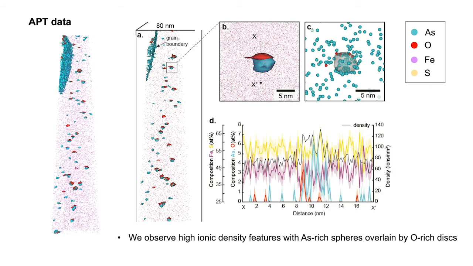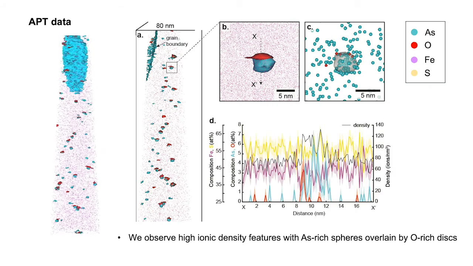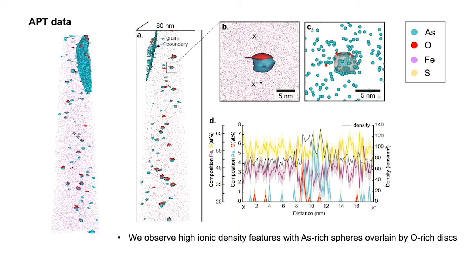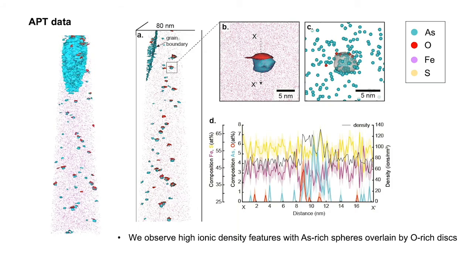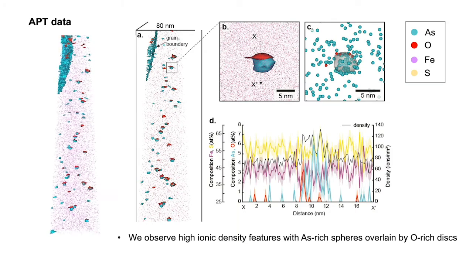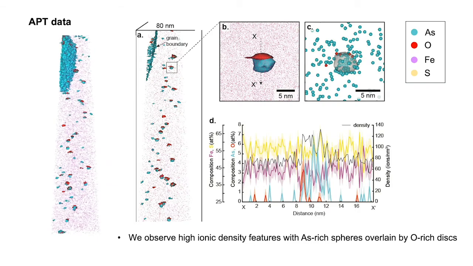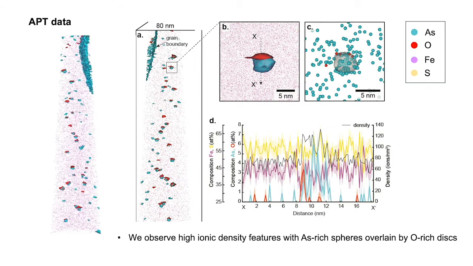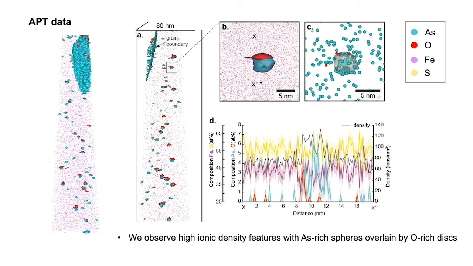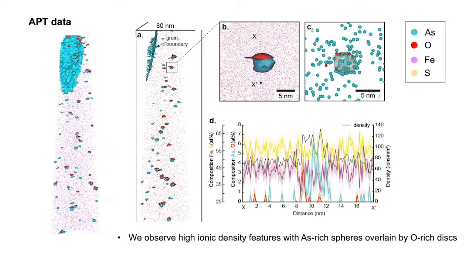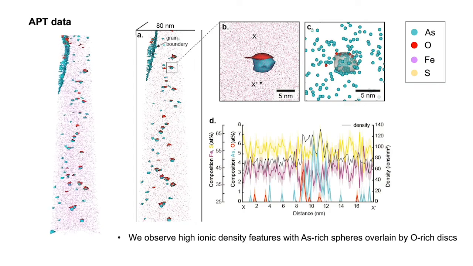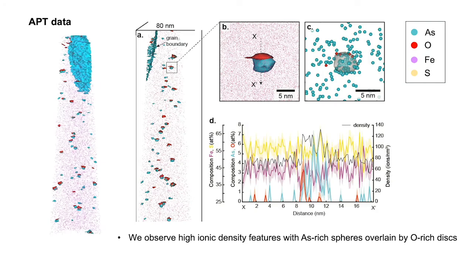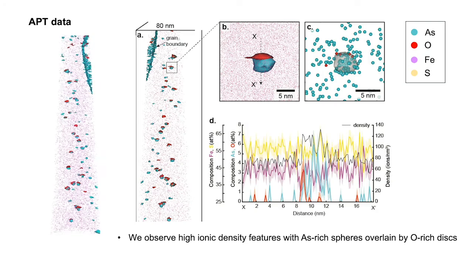Here we show a reconstruction of the sulfide sample, showing a homogeneous distribution of iron in the pink or purple dots, and clustering of arsenic shown with the turquoise isosurfaces, and oxygen shown in the red isosurfaces. These element clusters correspond to high atomic density features shown with a gray isosurface in figure C, and are defined by arsenic-rich spheres overlain with oxygen-rich disks in the direction of evaporation.